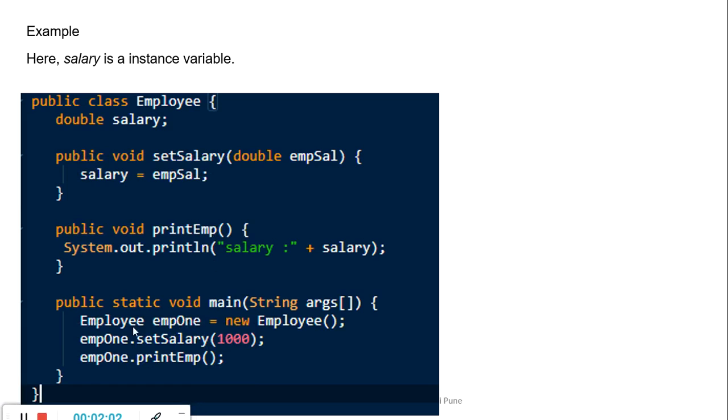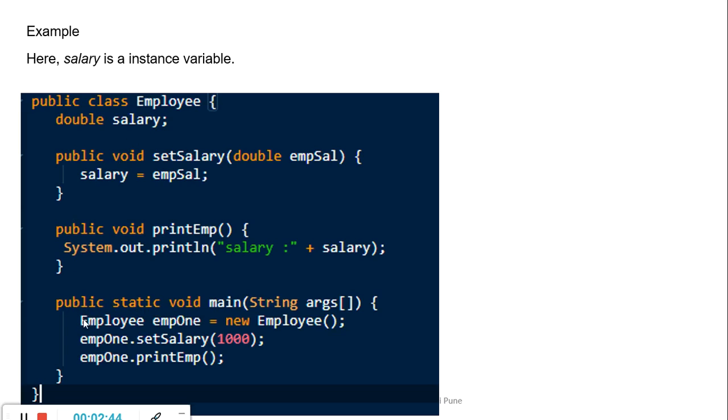This is an example of this. Here I have declared one class Employee, and inside that I have declared one instance variable salary. Double is the data type of that salary, and you can see that the salary variable is inside the class but outside any method. So you are directly accessing this salary variable, as it is an instance variable.